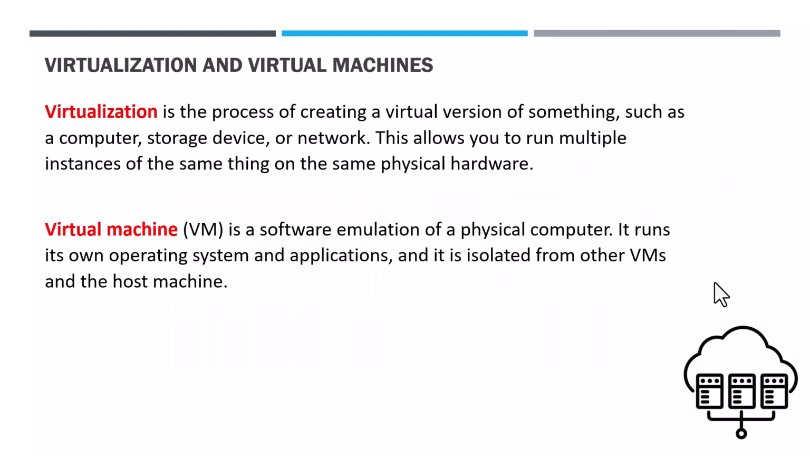First of all, guys, virtualization is the process of creating virtual versions of something such as computers, storage devices, and networks, and other things that allow us to run multiple instances of the same things on the same physical hardware machines. And a virtual machine is a software emulation of a physical computer that runs its own operating systems and applications, and it is isolated from other virtual machines and the host machines.